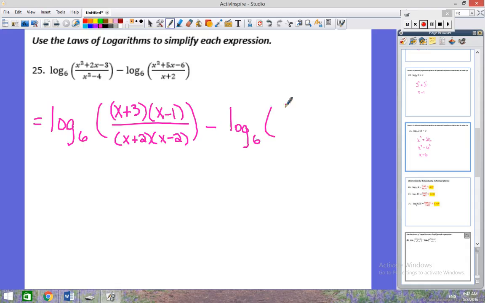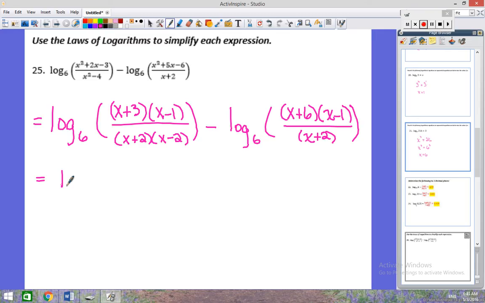This numerator factors to x plus 6 times x minus 1 over x plus 2. Okay, I don't see anything that cancels yet. Now let's use our properties of logarithms that says that if you have two logarithms of the same base and you're subtracting, you can condense this and write it as a single logarithm. This is the log of the numerator minus the log of the denominator.